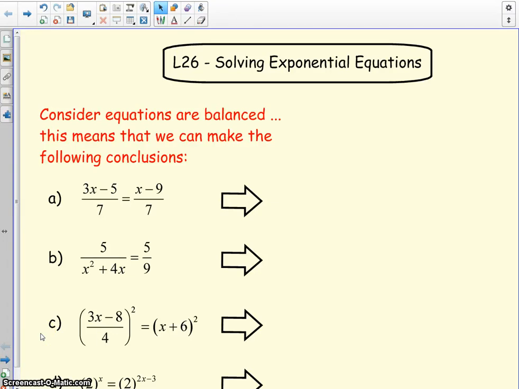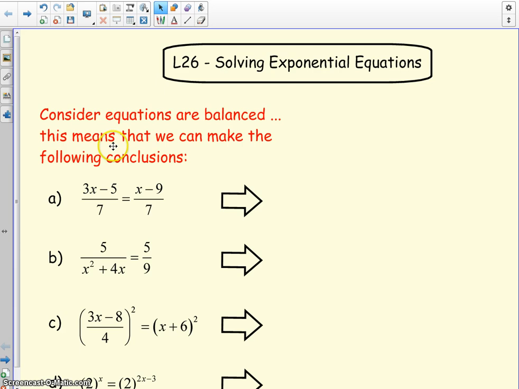Alright, so we're going to continue on looking at our exponential functions unit here by specifically looking at how to solve exponential equations. Now, we've solved a lot of equations of different kinds, linear equations, quadratic equations, and so forth. Now we're going to look at exponential equations, specifically ones where the unknown is going to be inside the exponent.